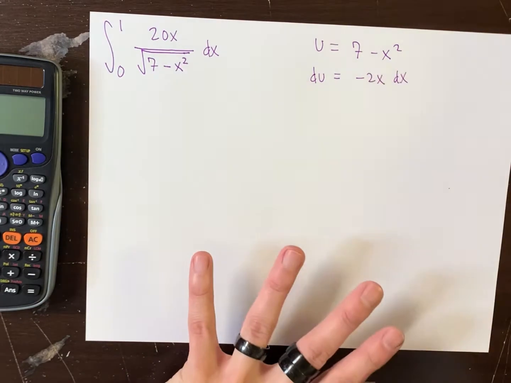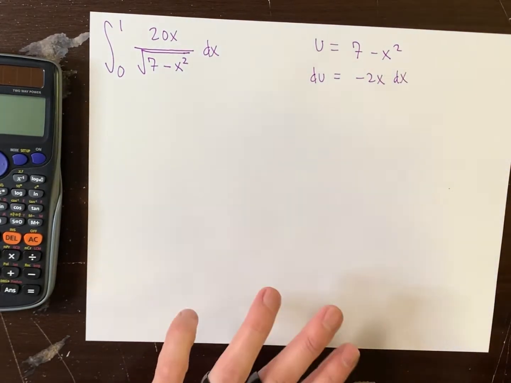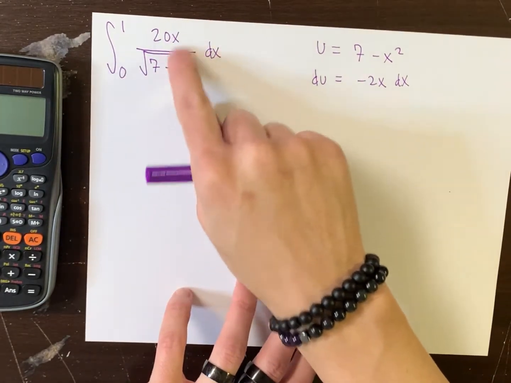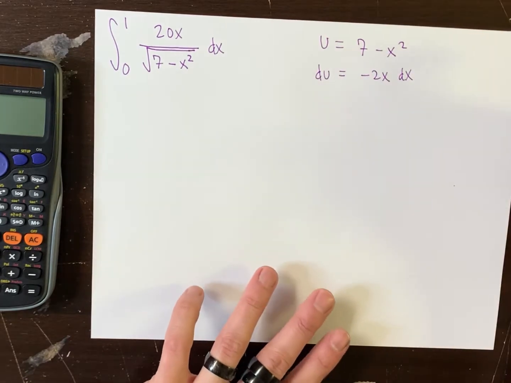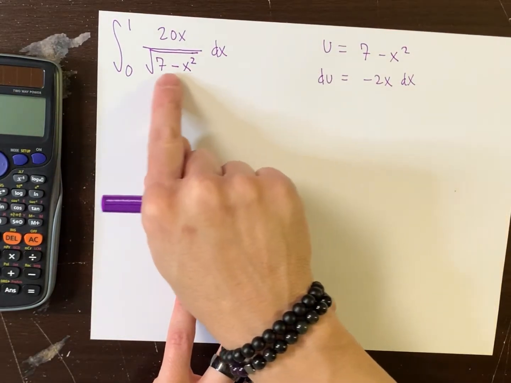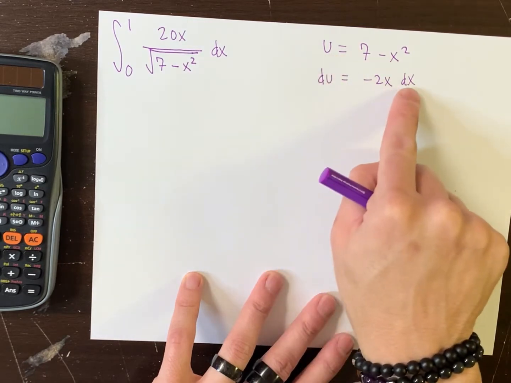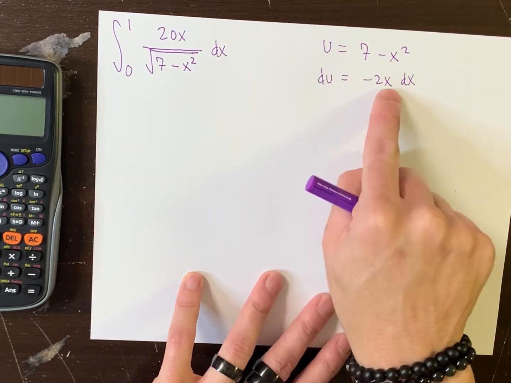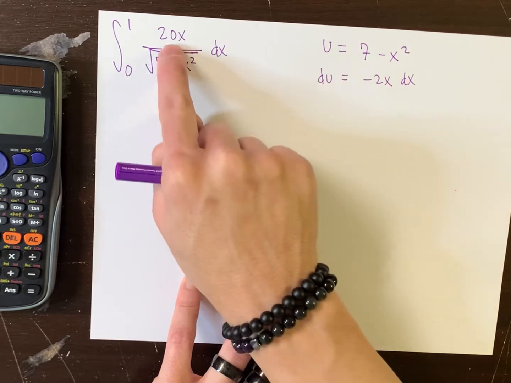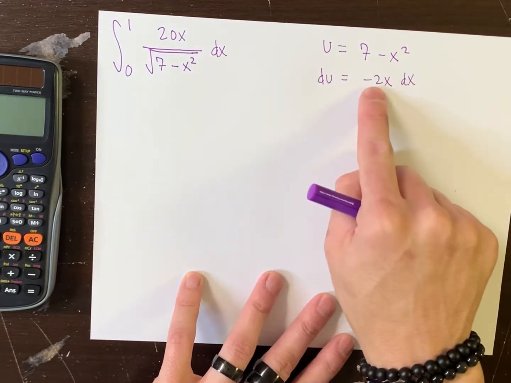But let's look ahead. What are we about to do? We're going to rewrite this. Instead of x's, we're going to use u's. Now, I do have something that'll replace this. That is u. But here, the dx is there. And I have x here and x there. But that says 20, and this says negative 2.